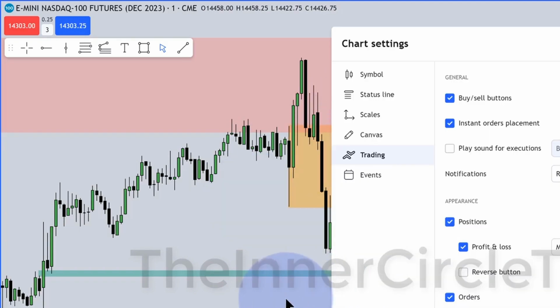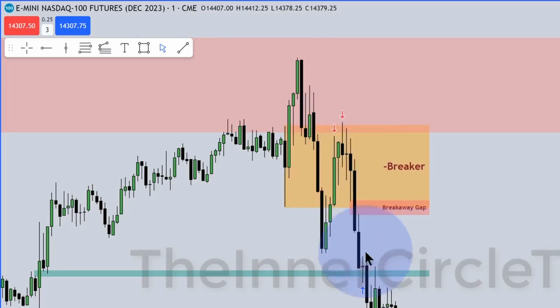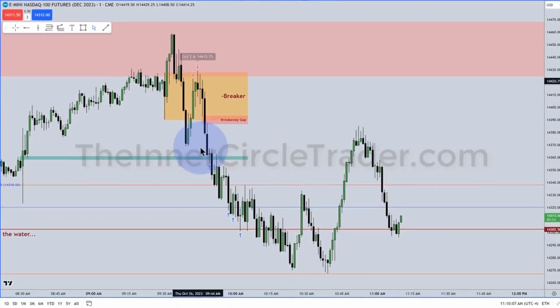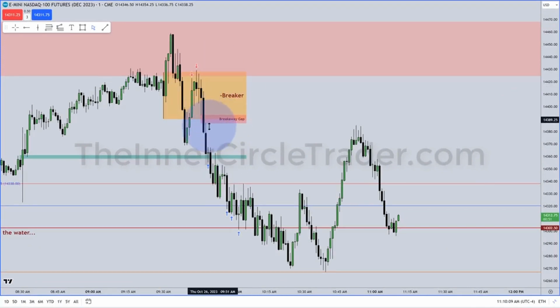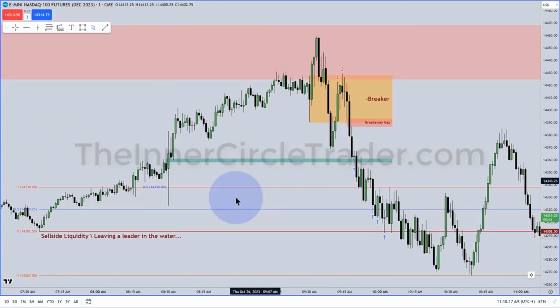Take these extensions on and what do we call them? Execution labels. So that's a mohawk. It's permissible. And then the entries inside of consequent encroachment of the SIBI and adding to it here. Breaks lower inside that breaker. Breakaway gap. We leave the breaker here. Came down in here. Inversion fair value gap. It was too small, the label, but you know what that is.